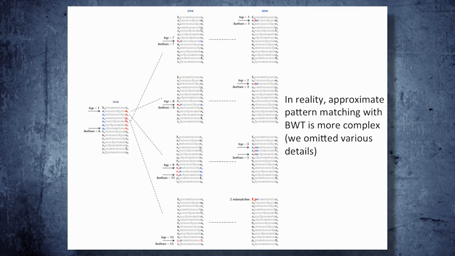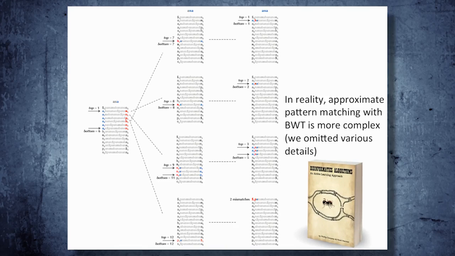I tried to hide some details of approximate pattern matching with Burrows-Wheeler transform to make it a little bit easier for you to understand how it works. In reality, it is a bit more complex. If you want to learn about the details of approximate pattern matching with Burrows-Wheeler transform, you can find these details in our bioinformatics algorithms course on Coursera or in our book.